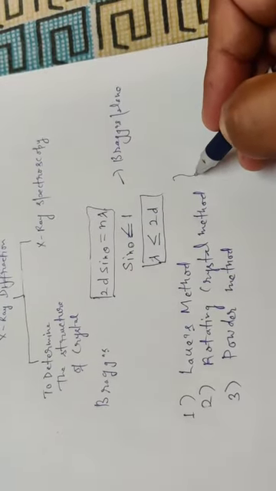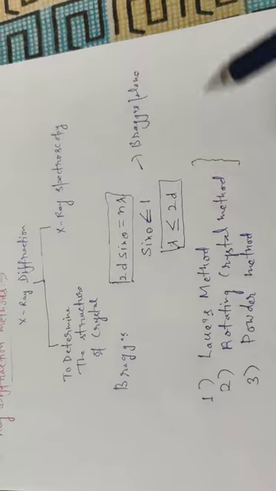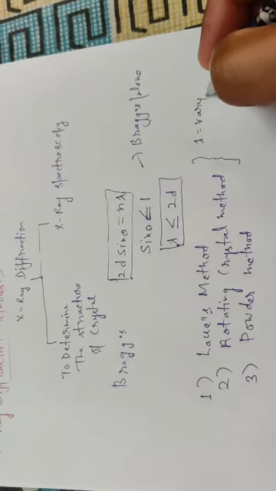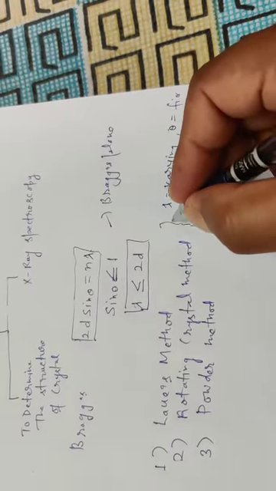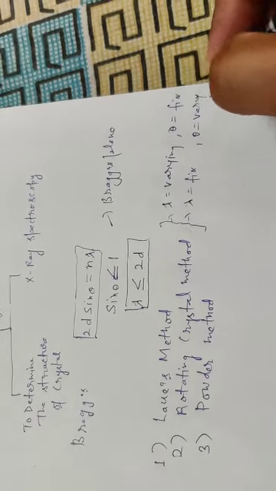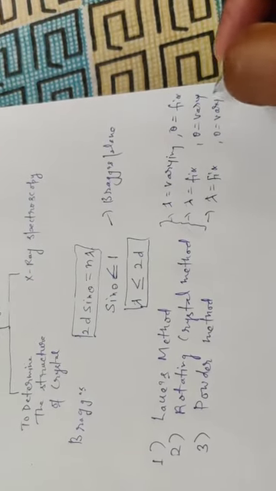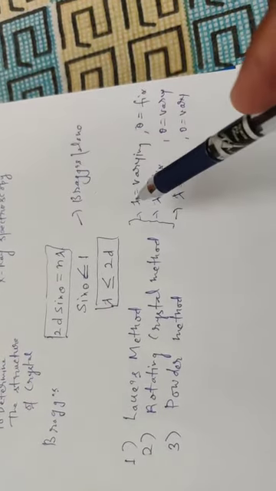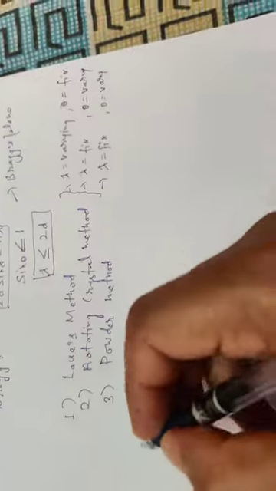So what is the main distinction between these three methods? The basic law that governs these methods is Bragg's law. In Laue's method, lambda is varying and theta is fixed. In the rotating crystal method, lambda is fixed and theta will vary, and in the powder method, lambda will be fixed and theta will vary. So this is the main distinction. To use Bragg's law, we use different conditions for these different methods. Now we are going to discuss Laue's method.